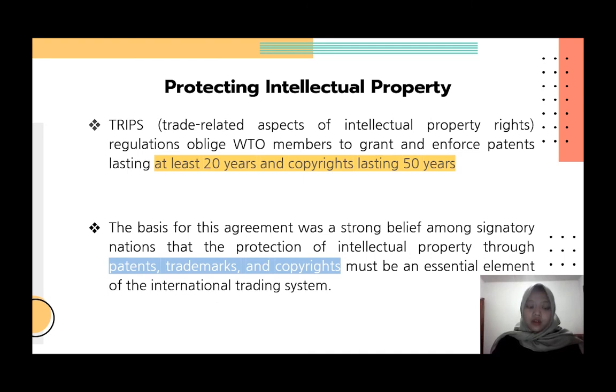The basis of this agreement was a strong belief among signatory nations that the protection of intellectual property through patents, trademarks, and copyrights must be an essential element of the international trading system. Inadequate protection for intellectual property reduces the incentive for innovation. Because innovation is a central engine of economic growth and raising living standards, the argument has been that a multilateral agreement is needed to protect intellectual property.